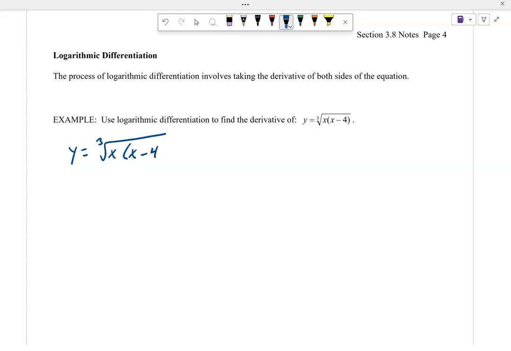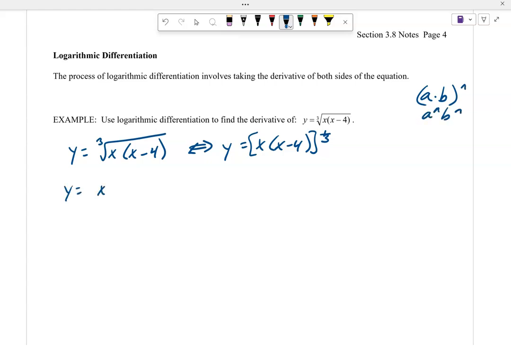Let's show you what we mean here. So I'm going to write this as x times x minus 4, all to the 1/3, right? And remember, a times b to the n is a to the n times b to the n, right? So each of those are to the 1/3. x to the 1/3, x minus 4 is to the 1/3 on that.